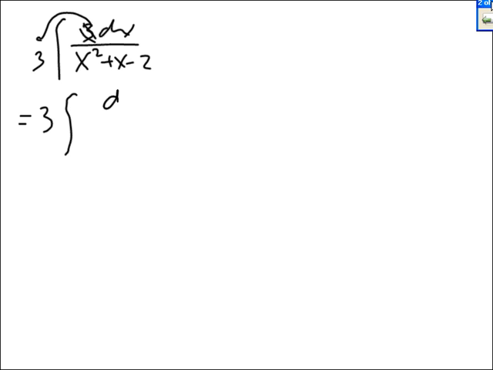Suppose you had the integral of 3 dx over x squared plus x minus 2. The 3 is in front. The differential of the bottom is not the top. You're not going to get a u substitution out of this. Well, what you should do is try partial fractions.